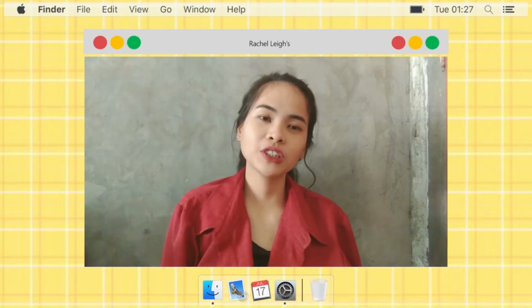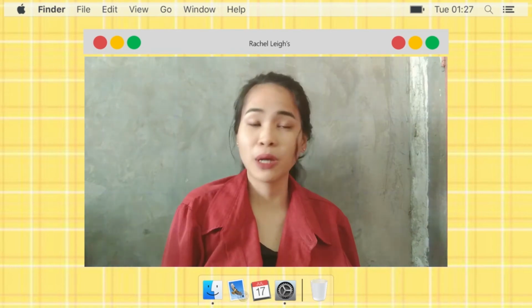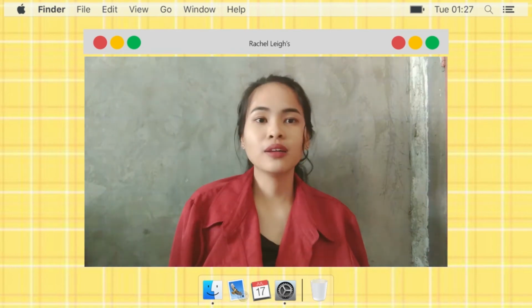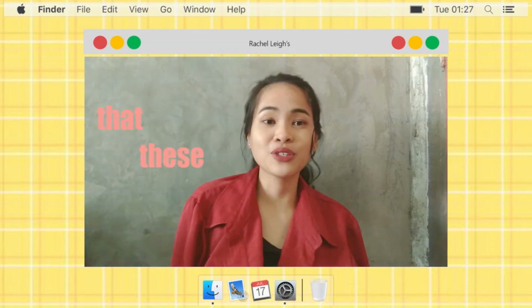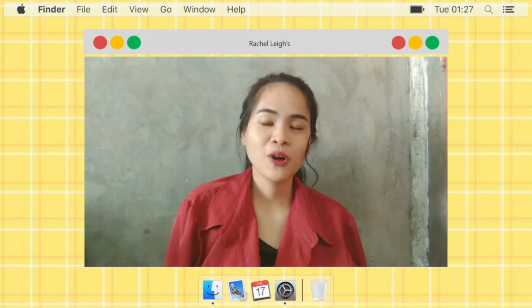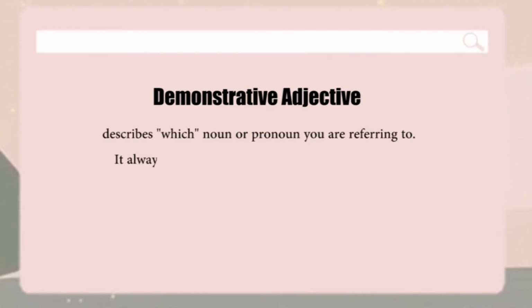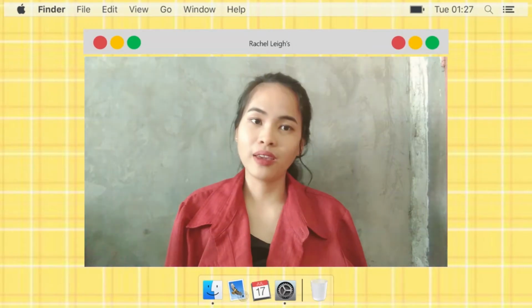The third type of adjective is the most common type of adjective that probably has been taught to you in your early years but not elaborated. Words such as this, that, these, those are demonstrative adjectives. What is a demonstrative adjective? It simply describes which noun or pronoun you are referring to. And it always comes before the word it is modifying.